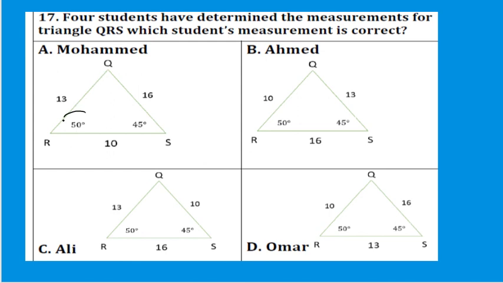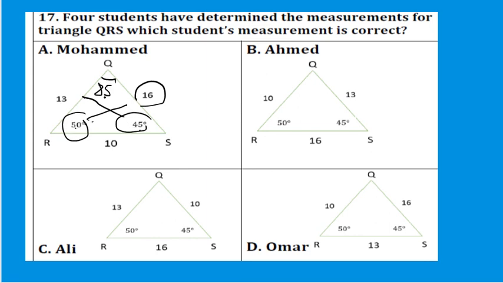By the way, look, 50 here. In front of 50, what is the side? 16. And in front of 45, what is the side? 13. Okay. 50 is greater than 45. So the side opposite to the 50 is 16. Agreed. So let's find the third angle first. What is the third angle here? First add the two. 50 plus 45 will be 95. So the other angle will be 85 degrees.